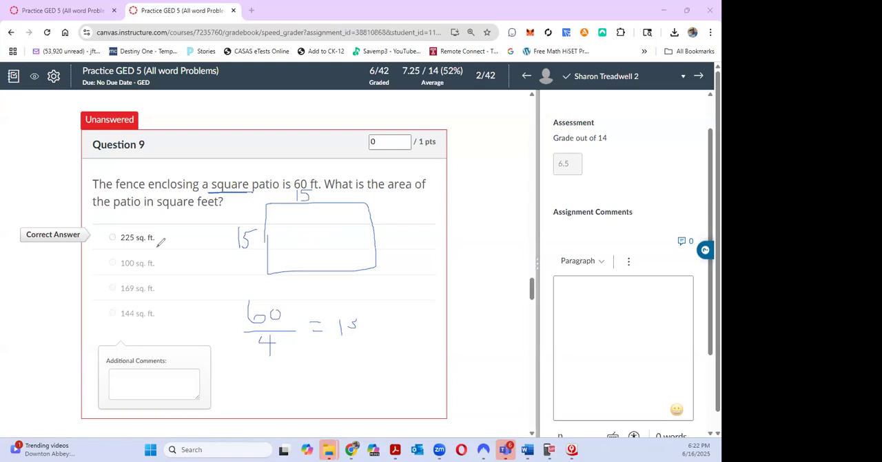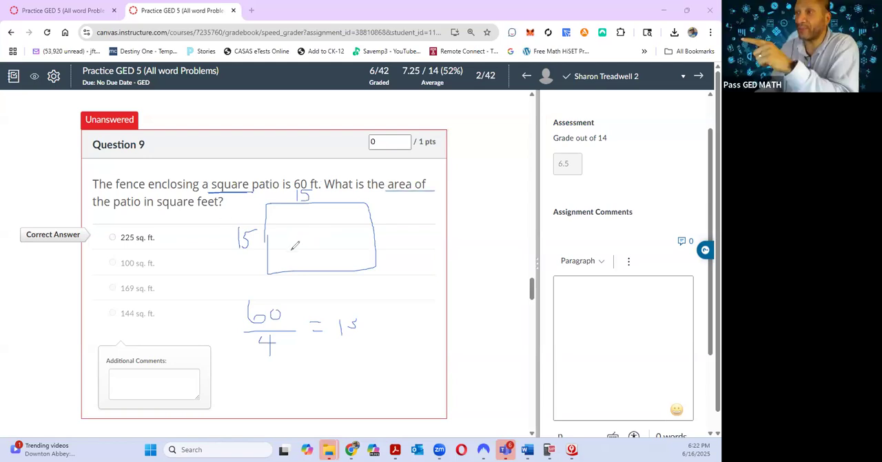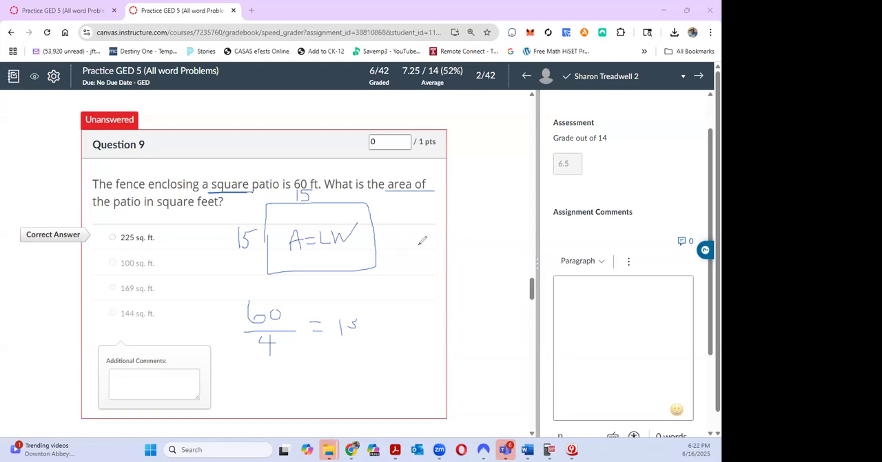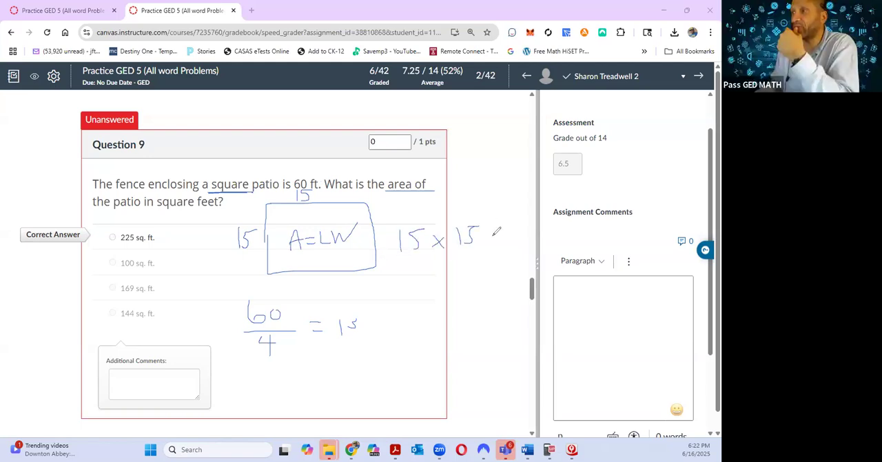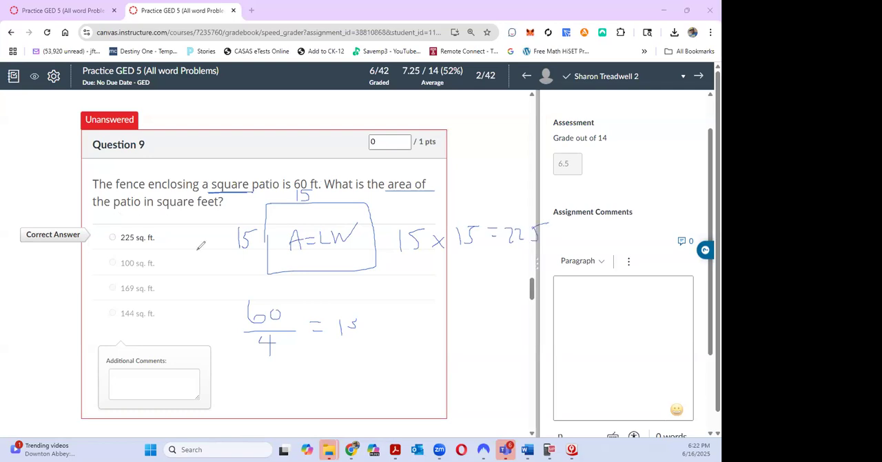Now, if we need to find the area, it is length times width. So 15 times 15 is 225. That's it.